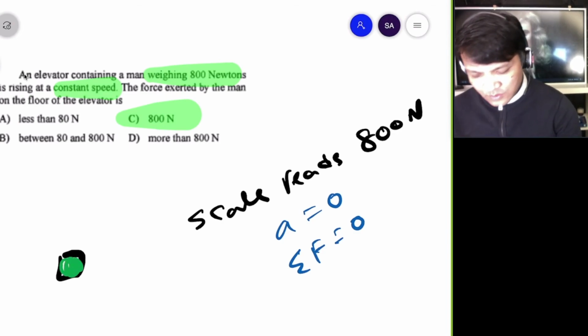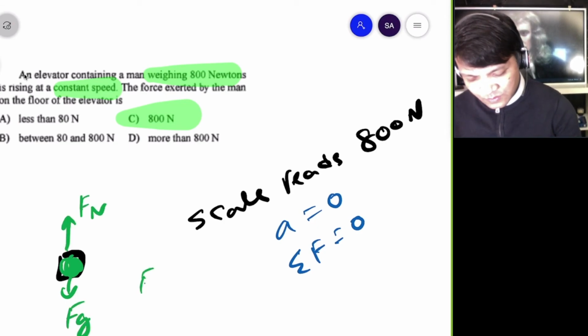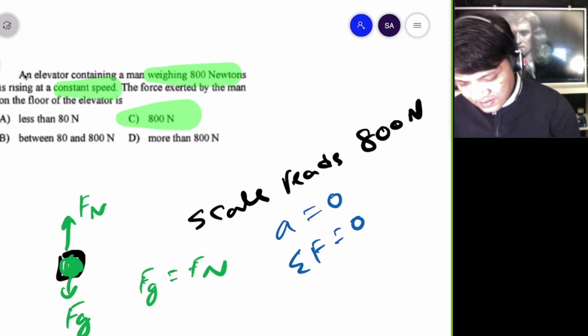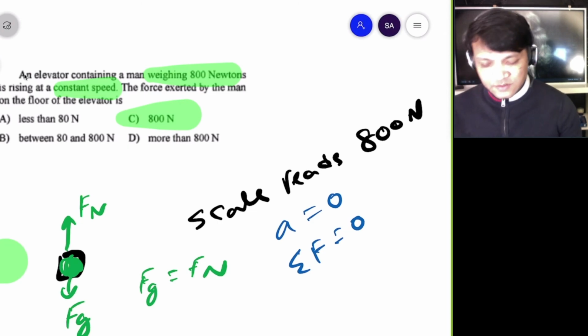This is similar to the first scenario we talked about. When the elevator is at constant velocity or at rest, then Fg is equal to Fn. So the answer to the question is C, the 800 newton.